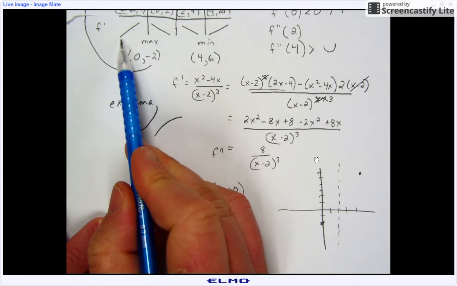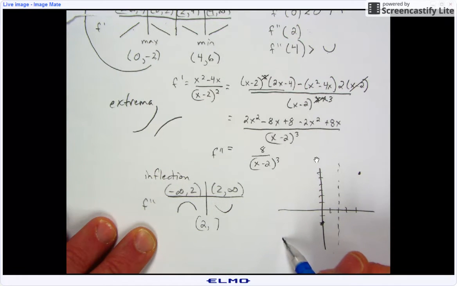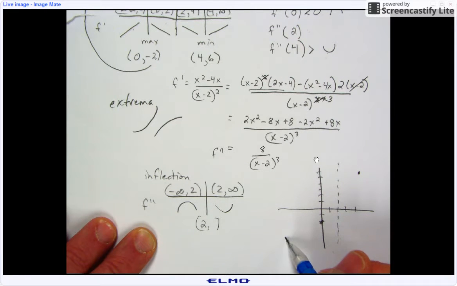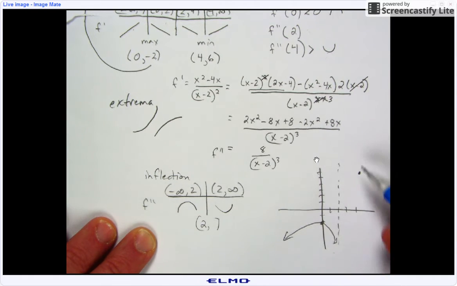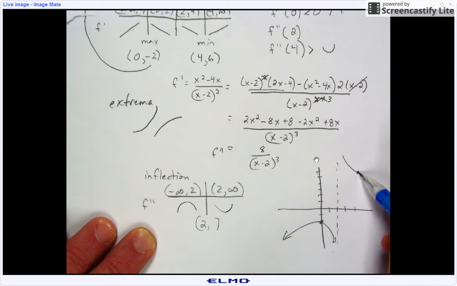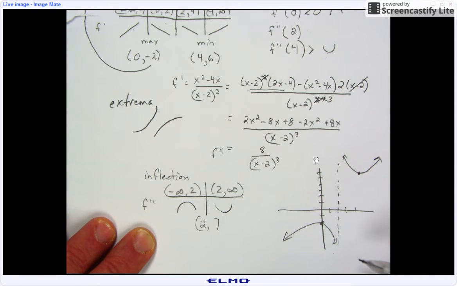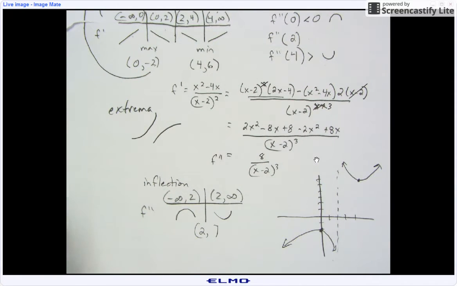The function is increasing until 0. So something, and it's also concave down. So something like this. Okay. It's decreasing, and then it's still decreasing after 2. And then at 2, it's increasing. So I have a sketch of my graph without using a calculator.